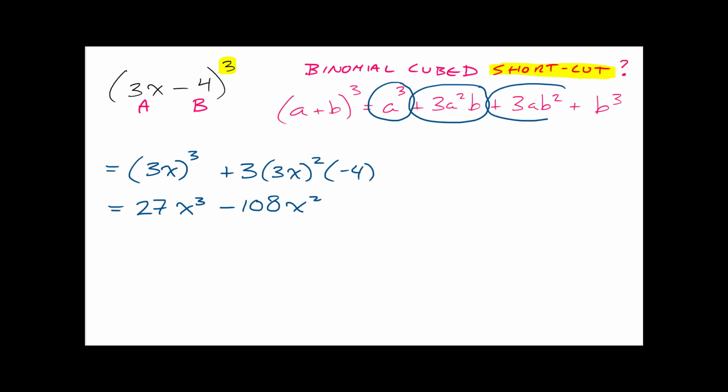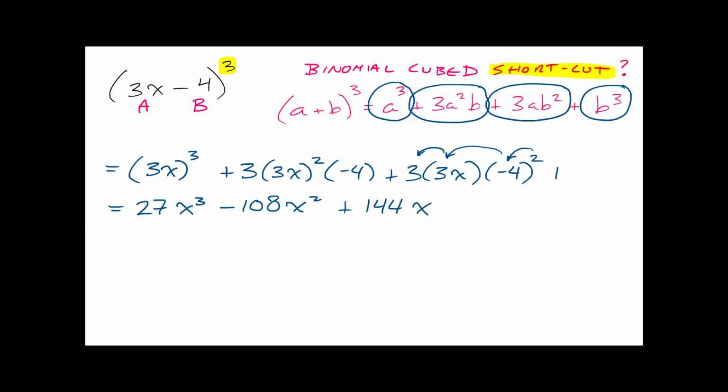Okay, the next one, 3 times a, which is 3x, times b squared. So we want to square the negative 4. Keep that square on the outside. So when we do that, we're going to go negative 4 squared. That gives me positive 16. 16 times 3 times 3 is going to give me positive 144. There's no square on our x, so it's just x.